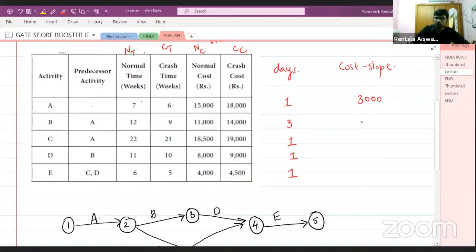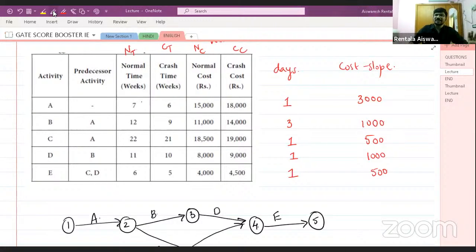So formula already you know. So it becomes 1,000, right? So next it will be 19,000 minus 18,500. So difference will be only 500 rupees. So 9,000 minus 800, so it will be 1,000, right? And 4,500 minus 4,000, it will be 500. Very good, Vijay. 3,000, 1,000, 500, 1,000 and 500. Very good.